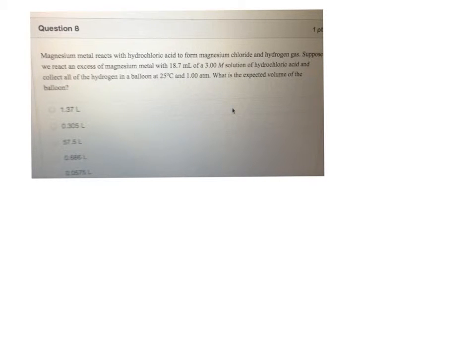All right, here's a question where we are asked, say magnesium metal reacts. Suppose we have lots of magnesium metal, and we've got a little bit of this stuff, a volume and a concentration of hydrochloric acid, and we collect all the hydrogen in a balloon, and at that temperature and that pressure, what is the expected volume of the balloon? So they want to know what the volume is.